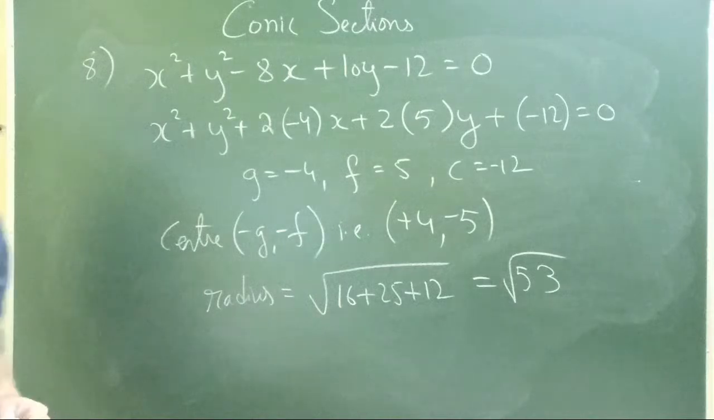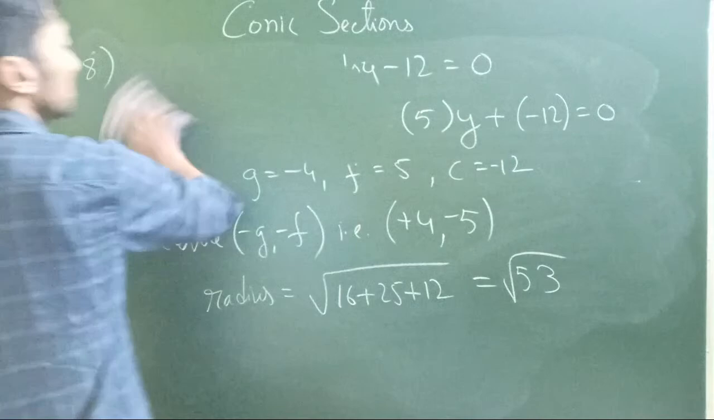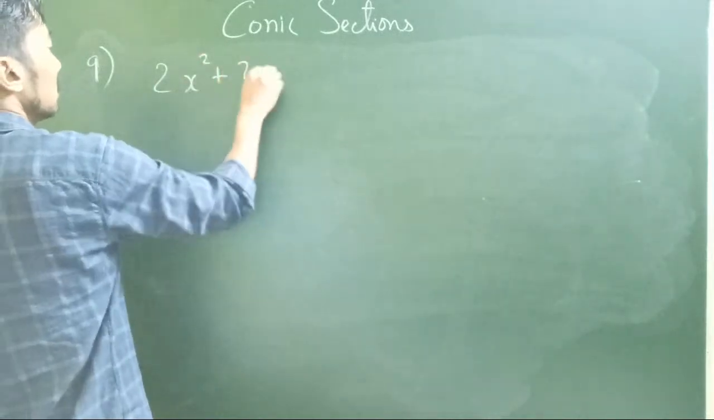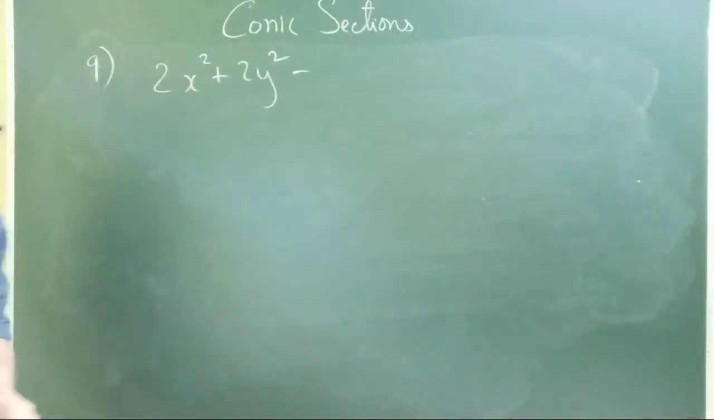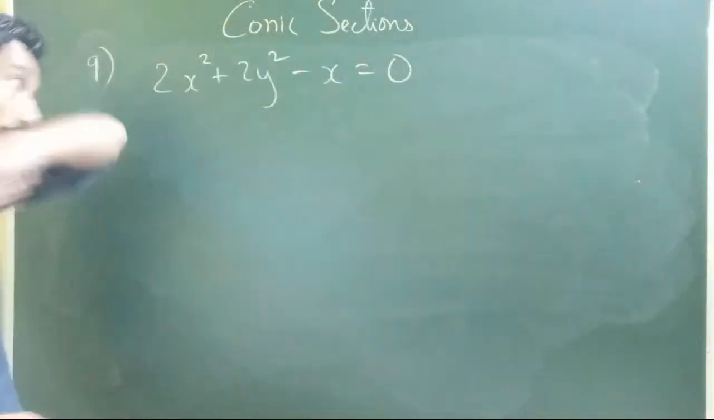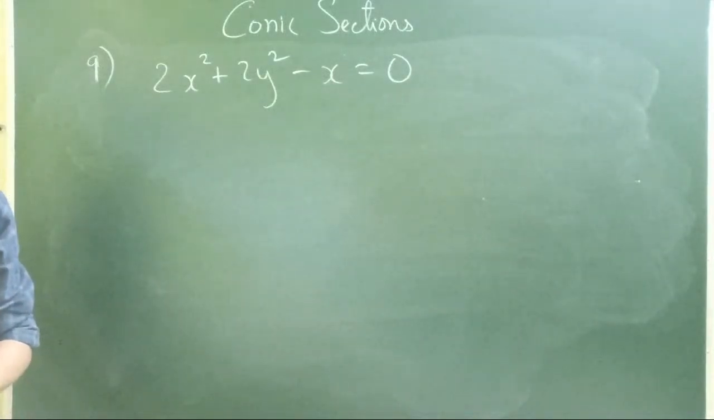Alright, let's go to the next question, number 9. Question number 9, the equation is 2x square plus 2y square minus x equal to 0. Alright. Now, this is already a general equation of circle.